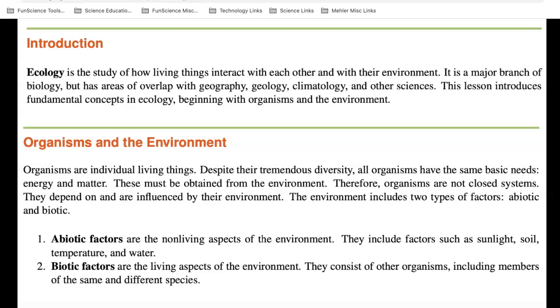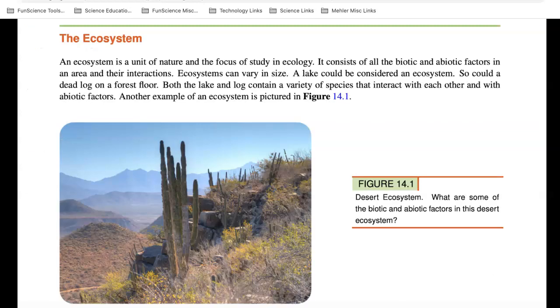Biotic factors, on the other hand, are the living aspects of the environment, all members of different and the same species. The ecosystem is a unit of study of nature and is the focus of study in ecology. It consists of all the biotic and abiotic factors in an area and their interactions. And they can vary greatly in size. For example, one lake could be considered an ecosystem. So could an individual dead log on a forest floor.